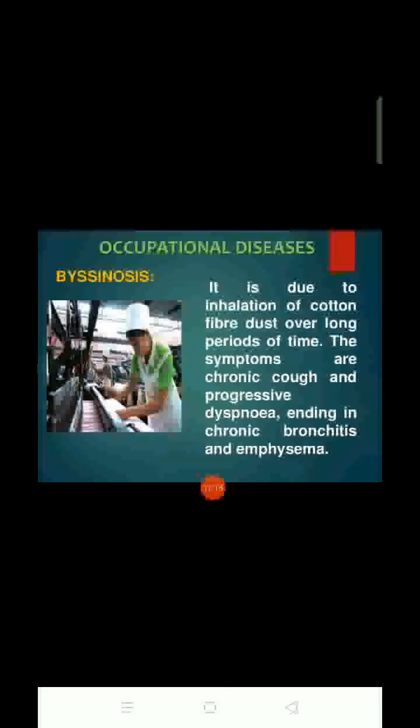Next is byssinosis. It is due to inhalation of cotton fiber dust over a long period of time. The symptoms are a chronic cough and progressive dyspnea, ending in chronic bronchitis and emphysema. These kinds of symptoms can appear in this condition.